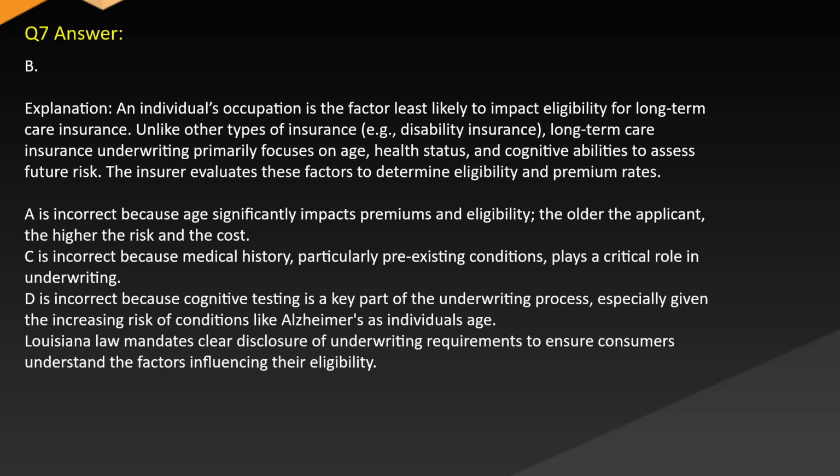A is incorrect because age significantly impacts premiums and eligibility. The older the applicant, the higher the risk and the cost. C is incorrect because medical history, particularly pre-existing conditions, plays a critical role in underwriting. D is incorrect because cognitive testing is a key part of the underwriting process, especially given the increasing risk of conditions like Alzheimer's as individuals age. Louisiana law mandates clear disclosure of underwriting requirements to ensure consumers understand the factors influencing their eligibility.